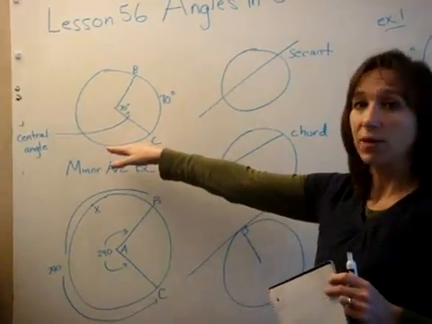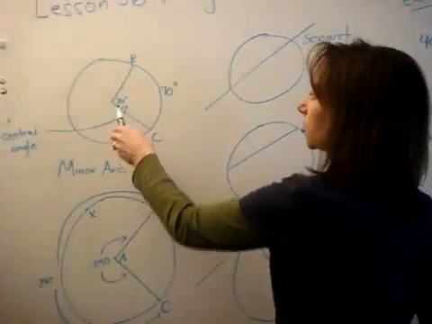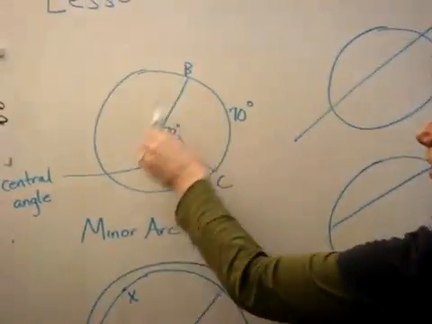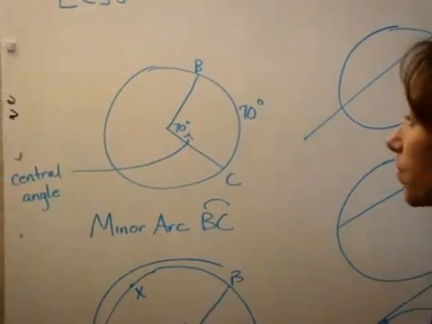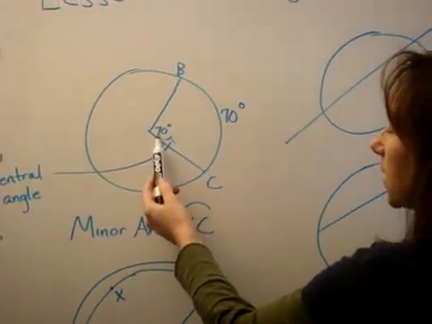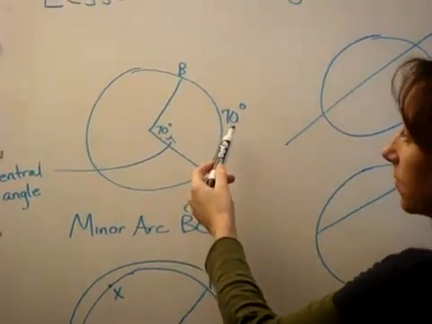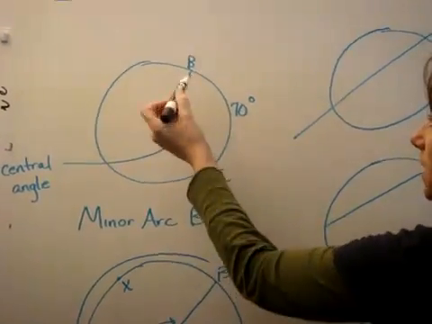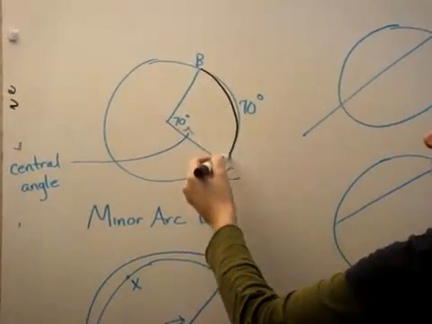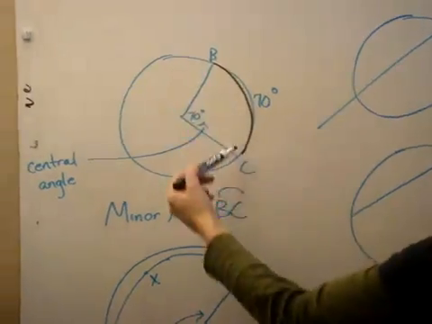Like this circle right here. You can see this is a central angle. That means it starts from the center point and goes out into the circle. The central angle is 70, so we know that the arc is 70 as well. This arc BC right here is called a minor arc because it's the smaller arc of a circle.